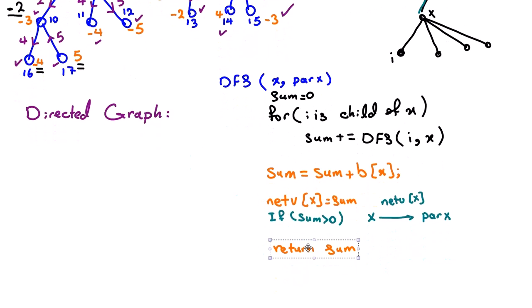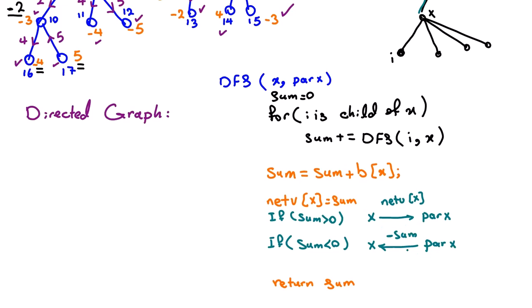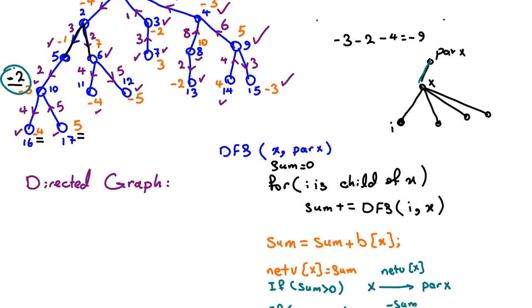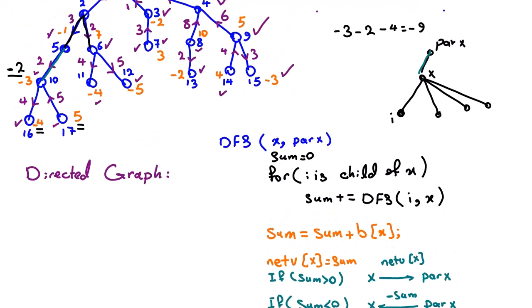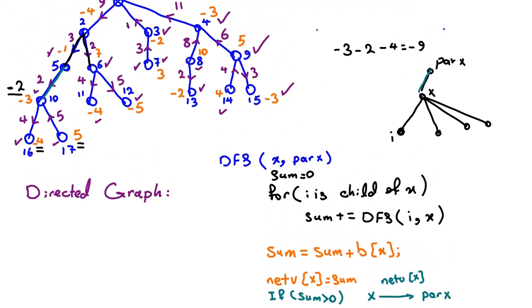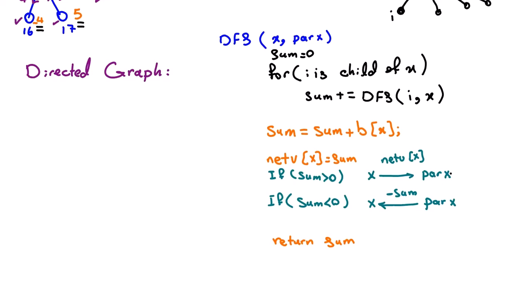If sum is 0, we don't need to add any edge. If sum is negative, sum means net value of x, then we need this value from parent of x to x, minus sum, or minus net value of x. Then it will be positive. So we should get from here. Let me explain the figure. For example, for this one, when -2 is negative, you should get from parent of x to this one -2, which is 2. When it is negative, from parent of x to x. And sometimes it's positive, like this 5. It's positive, so you should move this one to this one. So these things are related to our directed graph.